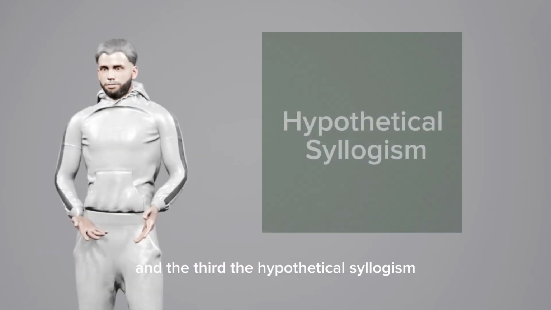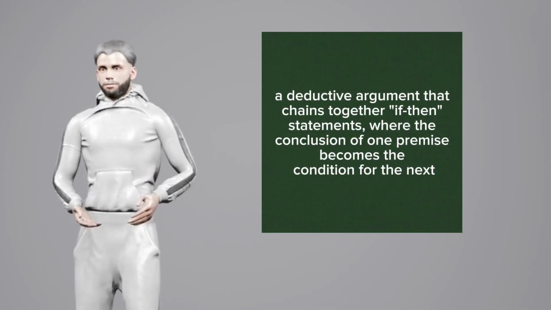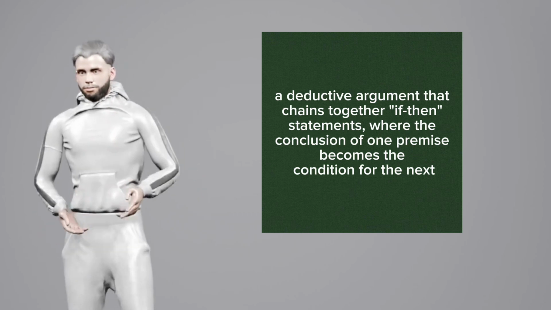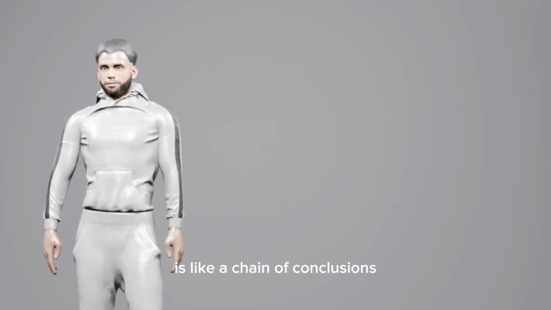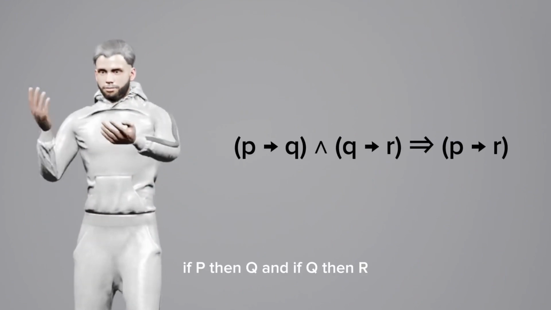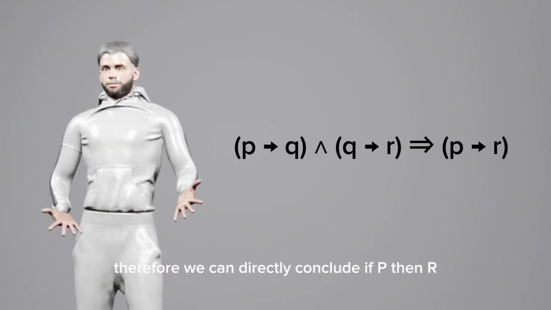And the third, the hypothetical syllogism, a deductive argument that chains together if-then statements, where the conclusion of one premise becomes the condition for the next, is like a chain of conclusions. If P then Q, and if Q then R. Therefore, we can directly conclude if P then R.